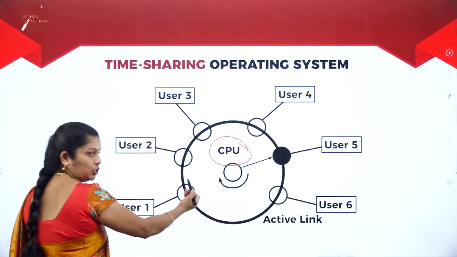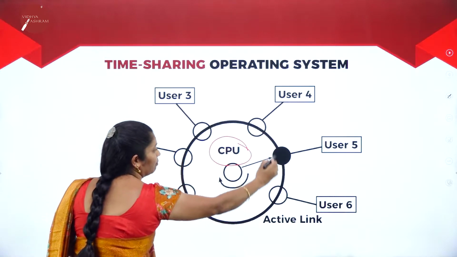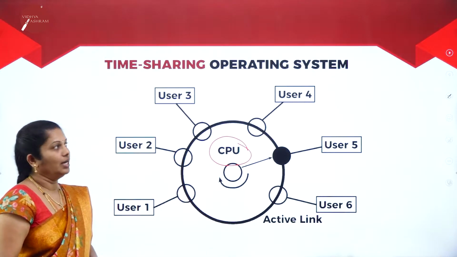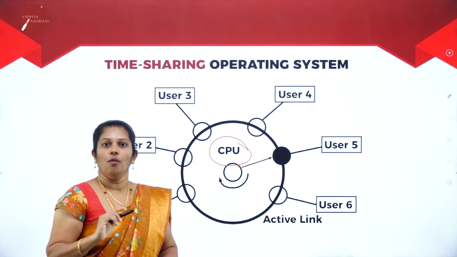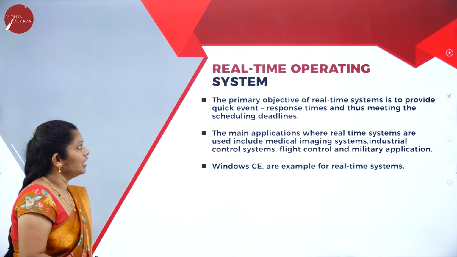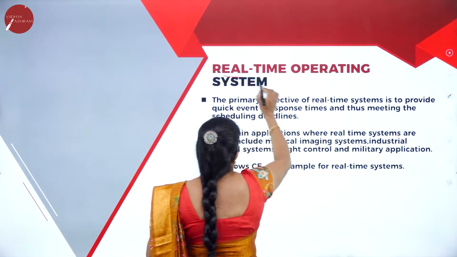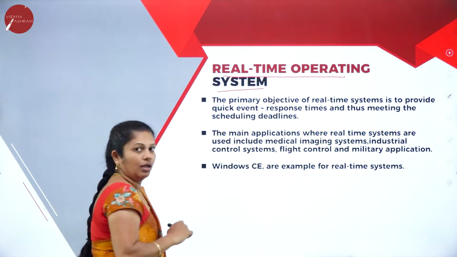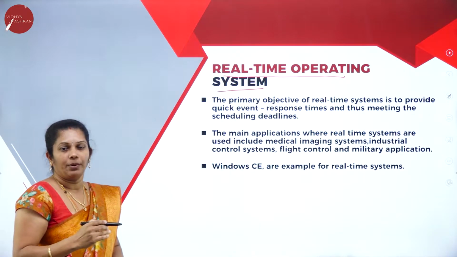After that, once again the first user wants to process, he has to wait for the completion of the first round. That is time sharing operating system. Next, when we come to the real-time operating system, what do you mean by real-time operating system?